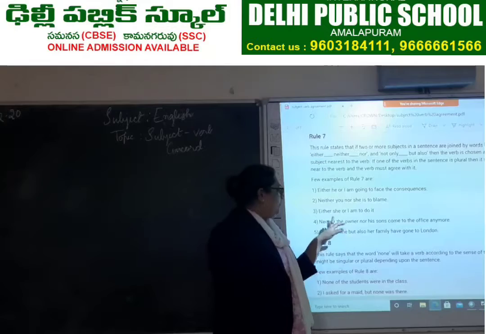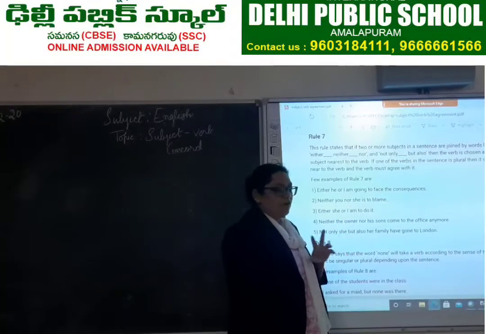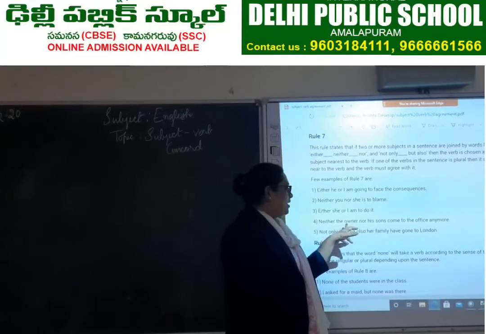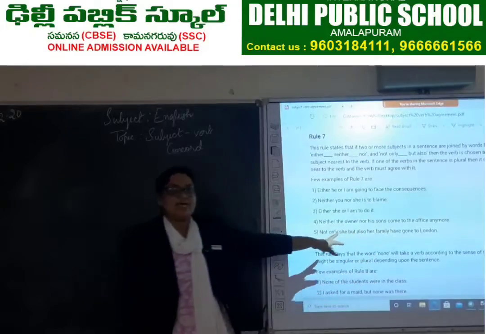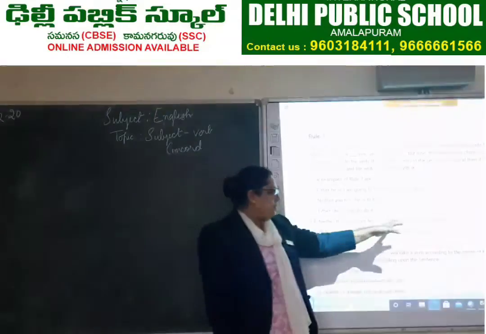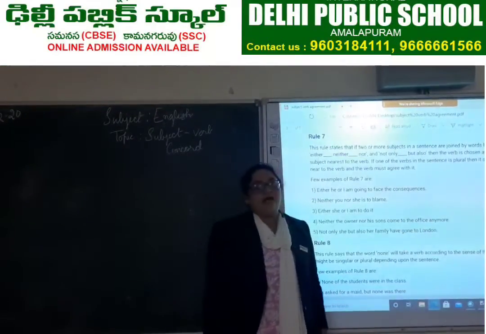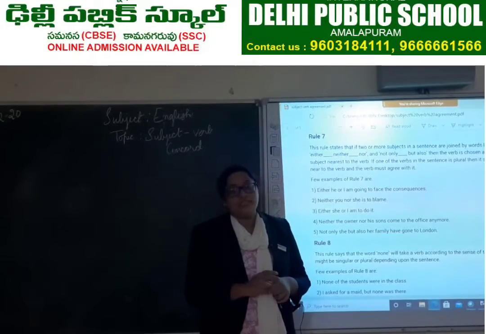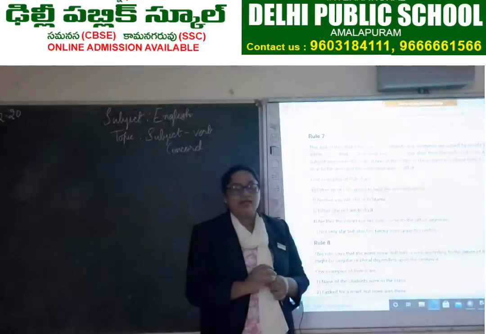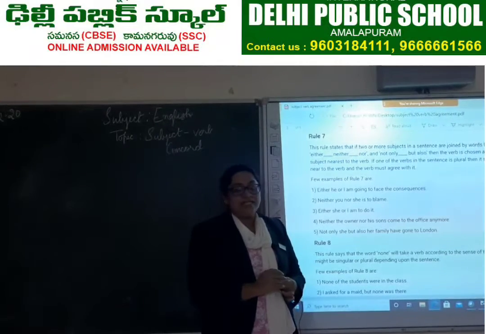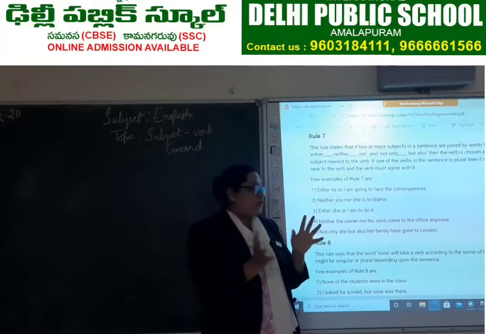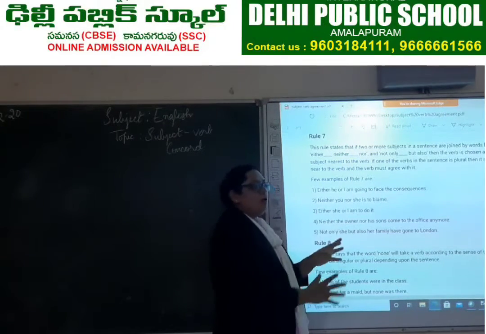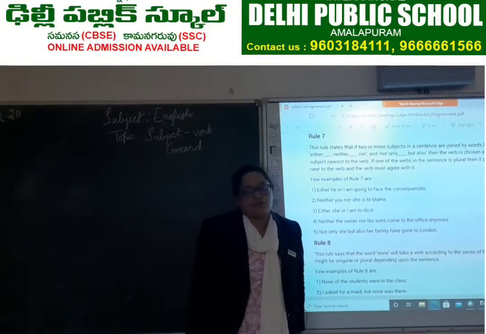Yes. So, in the 4th example, we have got 2 subjects. Subject number 1 is the owner and the other subject is sons. And the verb is come. Now, what is the object here? Office is the object. Any more is not an object. Any more is a filler which helps you to identify more about which type of verb you should use.